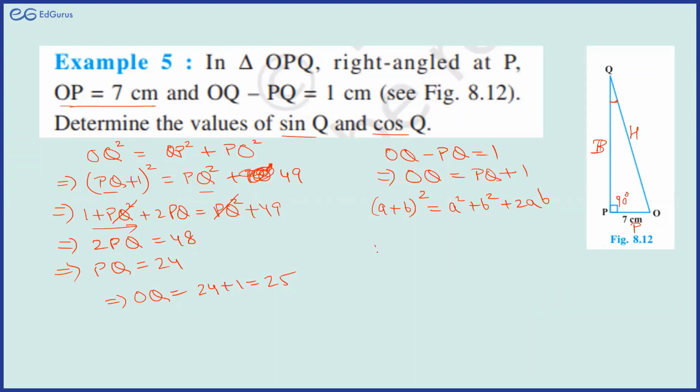Now I can find anything I want to find. So sine Q is equal to perpendicular upon hypotenuse. And perpendicular was 7, OP, and hypotenuse OQ I found as 25. Okay? And similarly, you find cos Q, base upon hypotenuse.